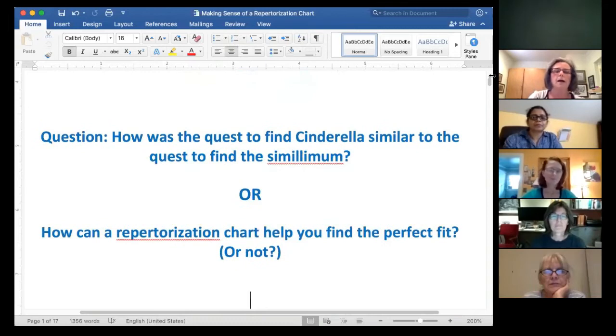Okay, so the question for you is, how was the quest to find Cinderella similar to the quest to find the Similimum? So that's what we're going to explore today. Or another way of looking at it is, how can a repertorization chart help you find the perfect fit? Because that's what you're looking for, the perfect fit between the case and the remedy. And the repertorization chart can help, or it can not help.